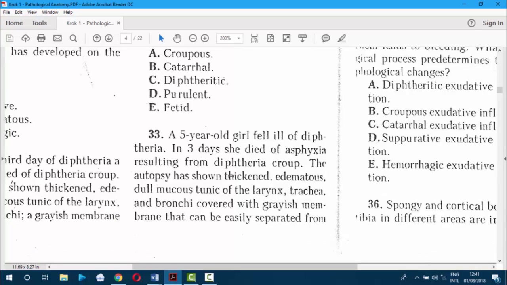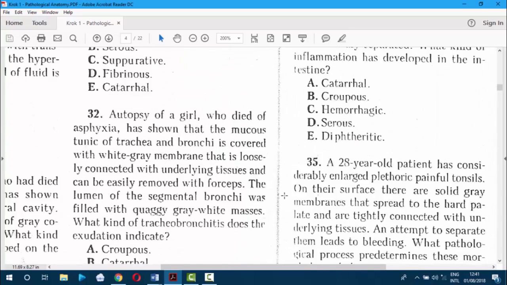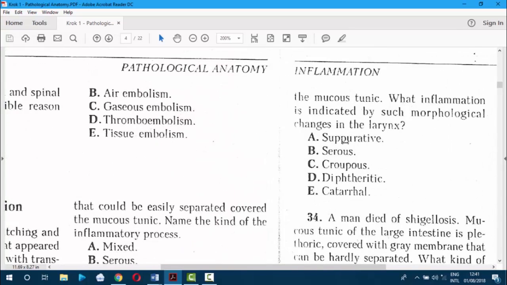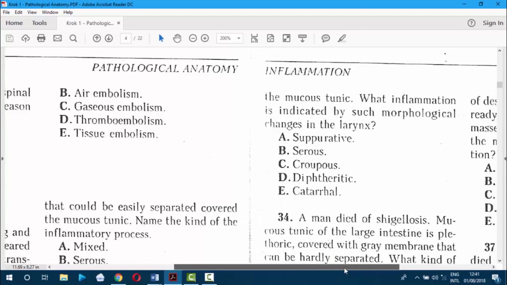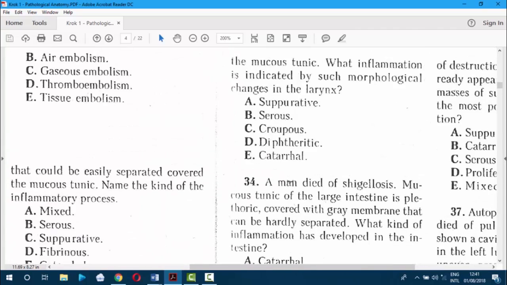33. A 5-year-old girl fell ill of diphtheria. In 3 days, she died of asphyxia resulting from diphtheria croup. The autopsy has shown thickened edematous dull mucous tunic of larynx, trachea, bronchi covered with grayish membrane that can be easily separated from the mucous tunic. What inflammation is indicated by such morphological changes? Of course. Same question. Answer is C. Because it can be separated.